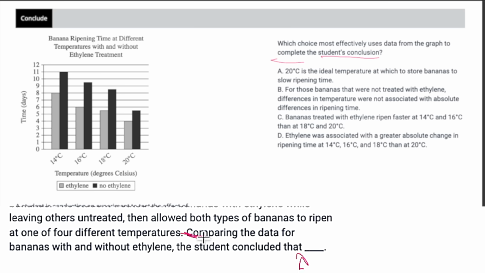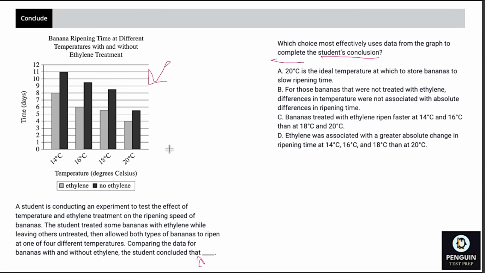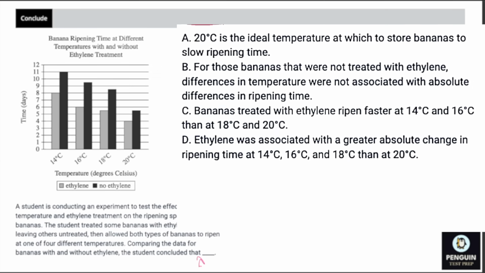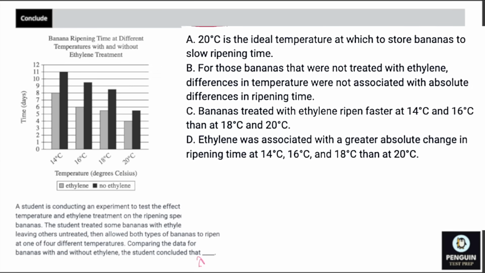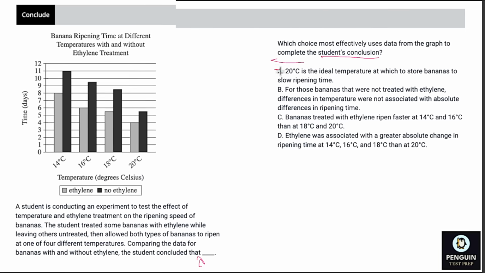So if the student is making a conclusion by comparing the data, we need to step into the shoes of the student and we need to compare the data. So basically we're gonna look at the data and we're just gonna get rid of any answer choices that are erroneous. That is to say, they don't tell us the truth. Choice A says 20 Celsius is the ideal temperature to store bananas to slow ripening time. If we look at 20 Celsius, the ripening time is gonna be the lowest of all of the options. So that's the opposite of what we want. So A is not our answer.